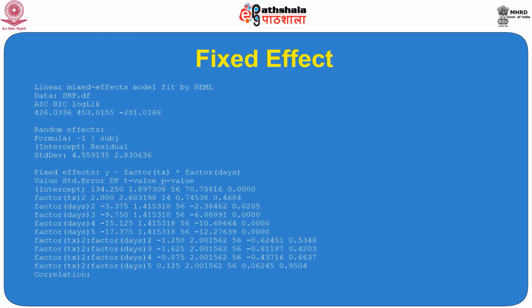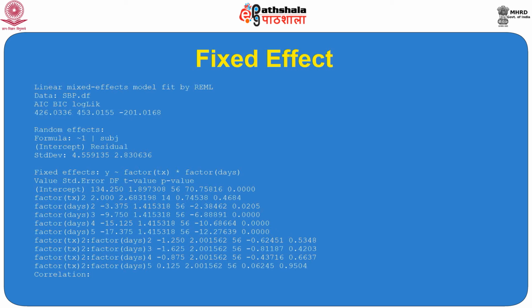Now the next row is the interaction effect of treatment 2 with days 2. After that, the interaction effect of treatment 2 with days 3, treatment 2 with days 4, and treatment 2 with days 5 is given here. We can say that none of the interaction effects has a significant role in reducing the systolic blood pressure. So this is a way to interpret the fixed effect modeling when you are going for a cohort study, when you are going to follow some individuals for follow-up time.